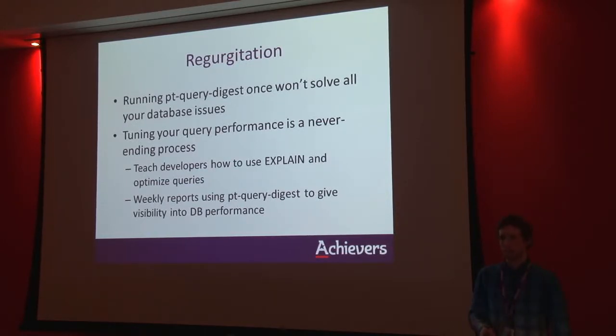One thing we started recently at Achievers, thanks to Alex, who hopefully is in the back somewhere, is running the PT query digest once a week, and the email is sent out to all the developers, so we can have visibility into how our database is performing week to week. And if any query starts bottlenecking us, we get to know it pretty quickly. So that's a little bit about how to profile your database. Does anyone have any questions before we move on?